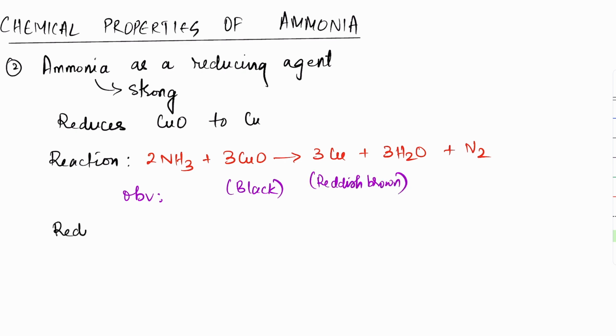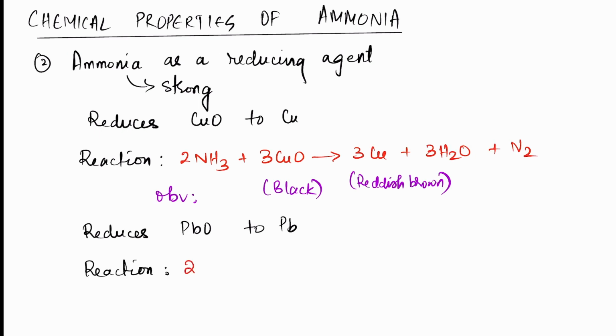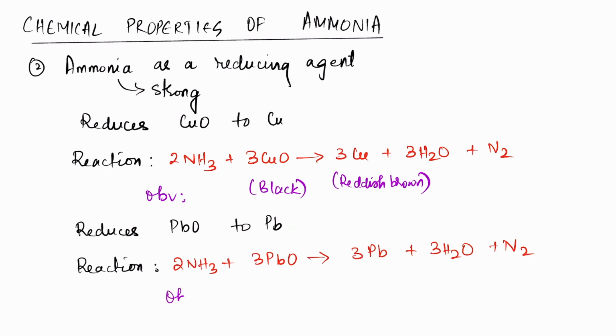Another example of this is it reduces lead oxide to lead. The reaction is similar to copper oxide. Ammonia reacts with lead oxide to give lead, water and nitrogen. The observation is yellow colored lead oxide is reduced to greyish metallic lead.